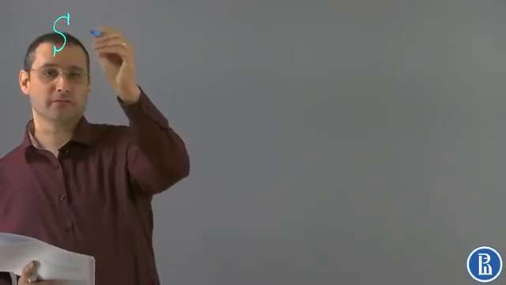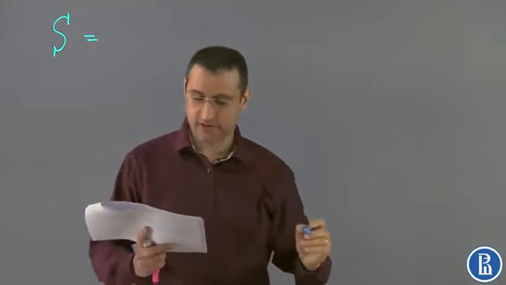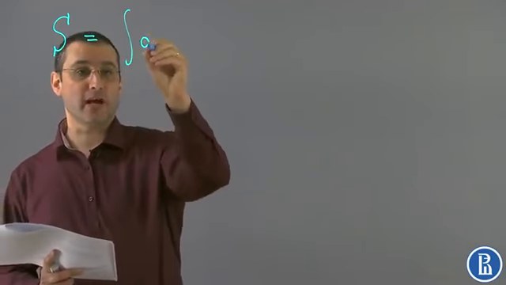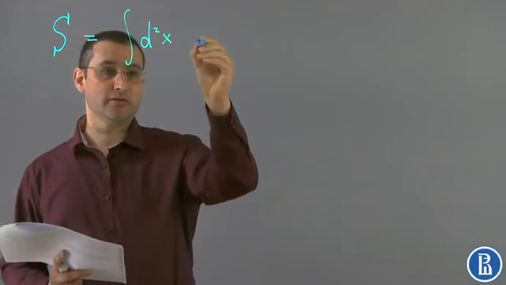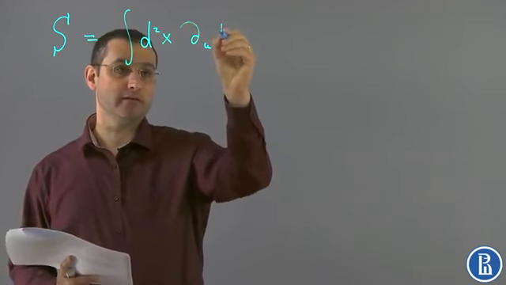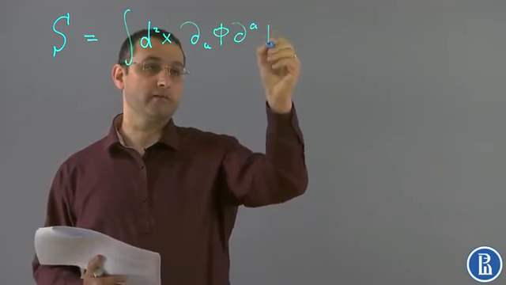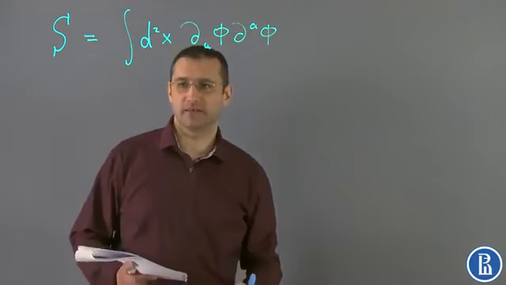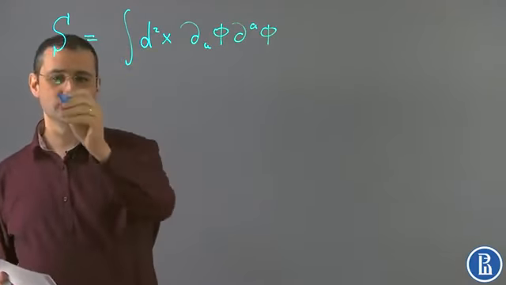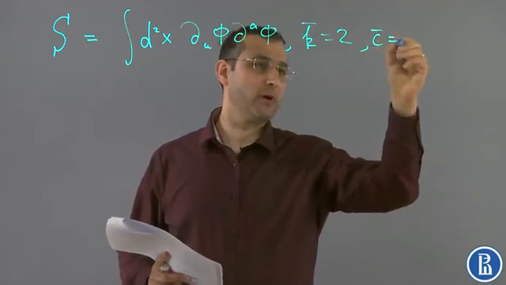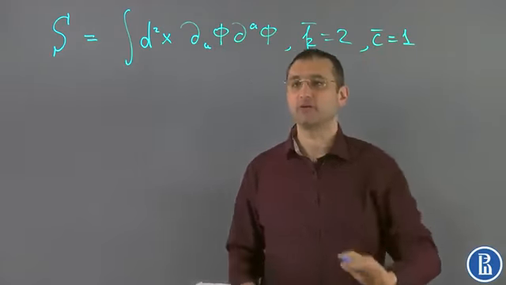We continue with the least action principle for the scalar fields. So we have obtained from some simple considerations the following two-dimensional action, with ∂_A φ ∂^A φ. We fix k̄ to be 2, and also c̄ we fix to be 1, as if we are in two-dimensional space-time.